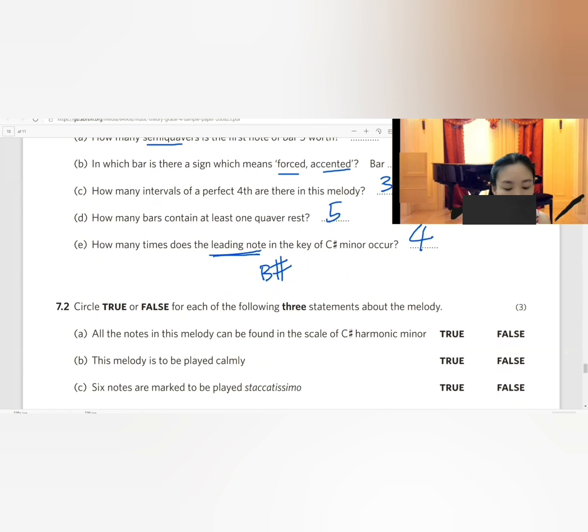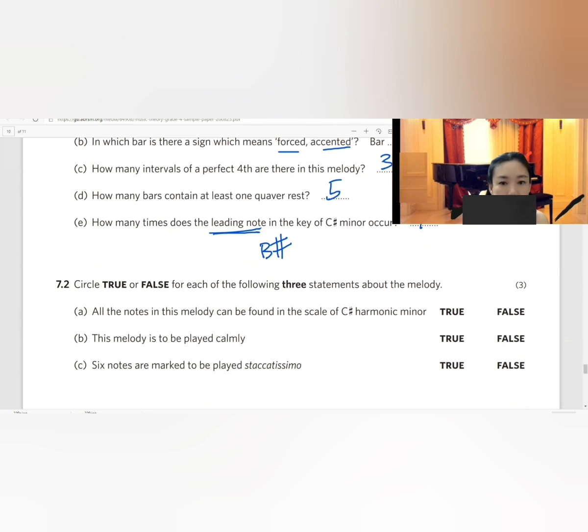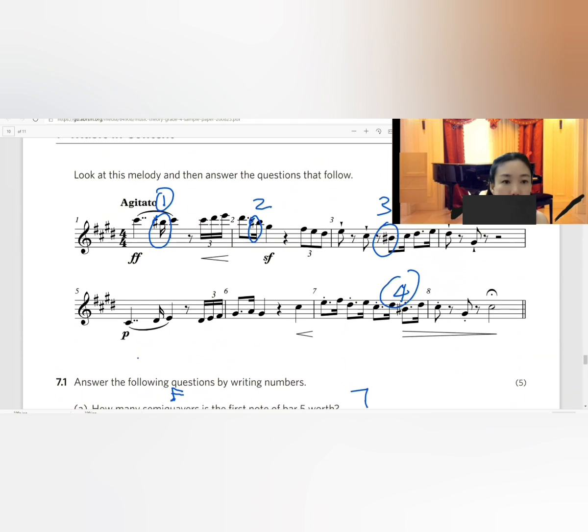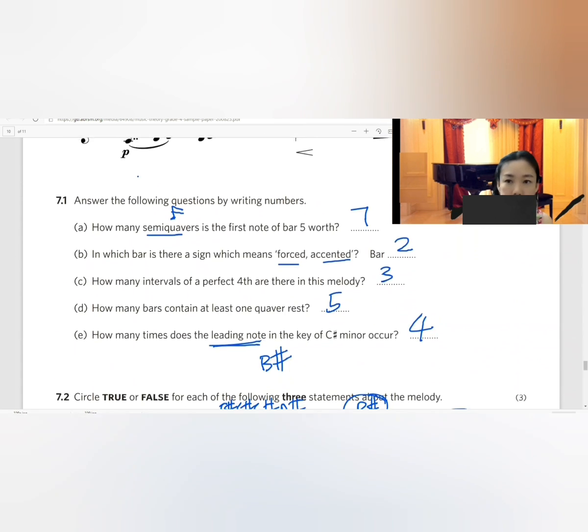Next, all the notes in this melody can be found in a scale of C sharp harmonic minor. Yes, this is true, because C sharp minor has 4 sharps: F, C, G, D. And you do see 4 sharps in this music. Harmonic minor means you need to raise the 7th note, which is a B sharp. So this is the harmonic form of the minor key.